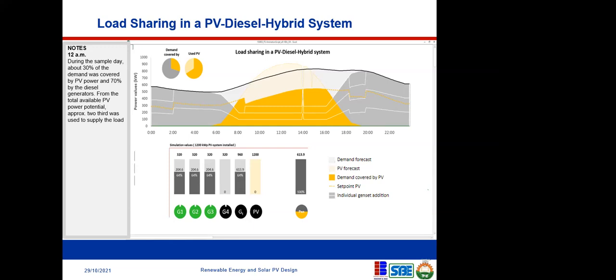The system that we looked at now does not have storage. It's only diesel and PV system. You could have storage in your own case. You could also connect to the grid, but I don't want it to be too complex. That's why I just used a hybrid generator system.